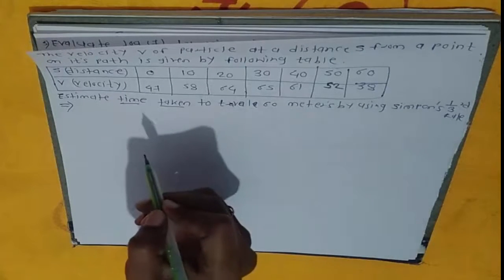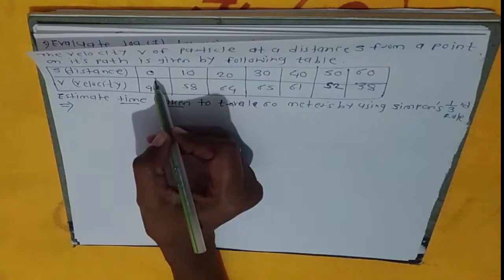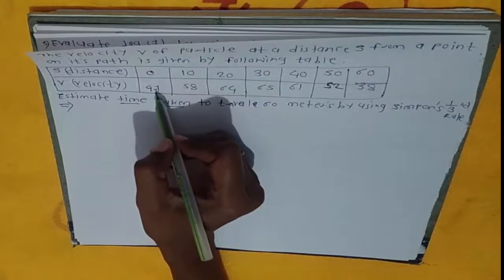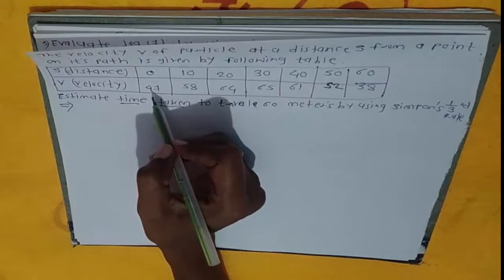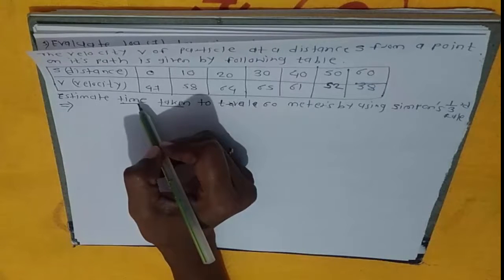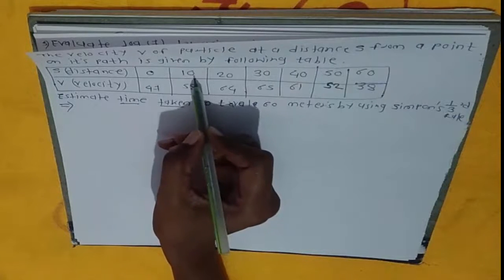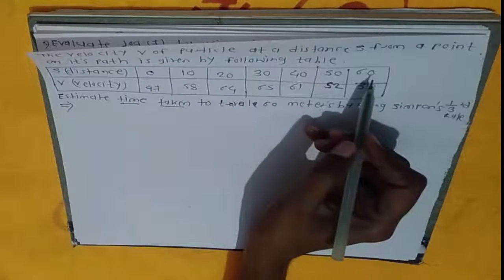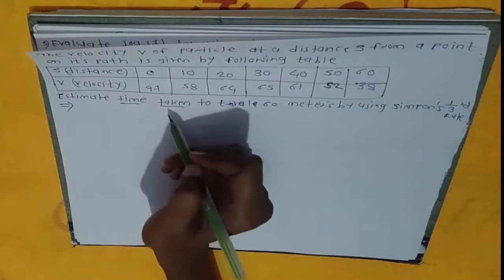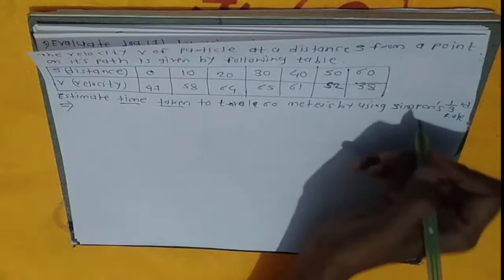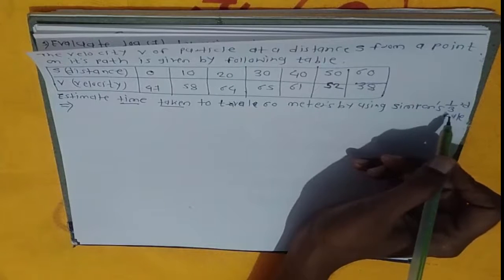That means we have to find the time taken. At 0 distance the velocity is 47. We are given distance and velocity of the particle, and from that we have to find the time. We find the time taken at 0 distance, then at 10, 20, 30, and up to the last distance 60, and add them up to get the total time. We find this by using Simpson's 1/3 rule.